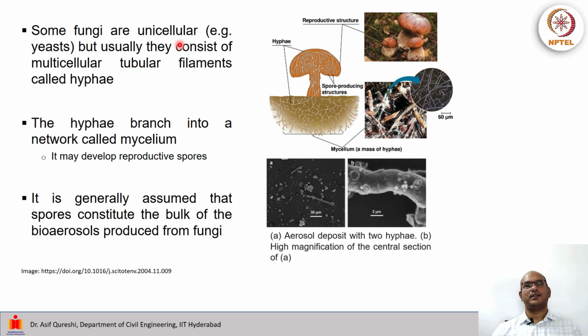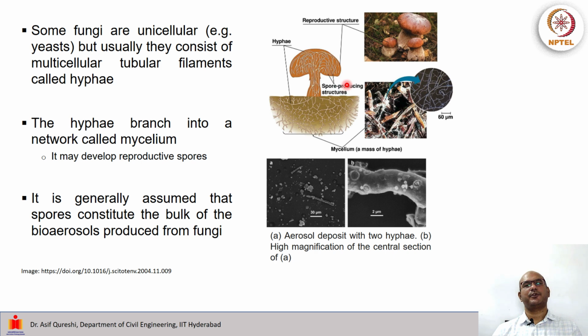Some fungi are unicellular, but usually they may contain multicellular tubular filaments called hyphae. If we look at the right side of the figure, this is a fungus and these are our hyphae, these tubular filaments, basically everywhere. This is a mycelium, and there are a lot of spore producing structures within this fungus.